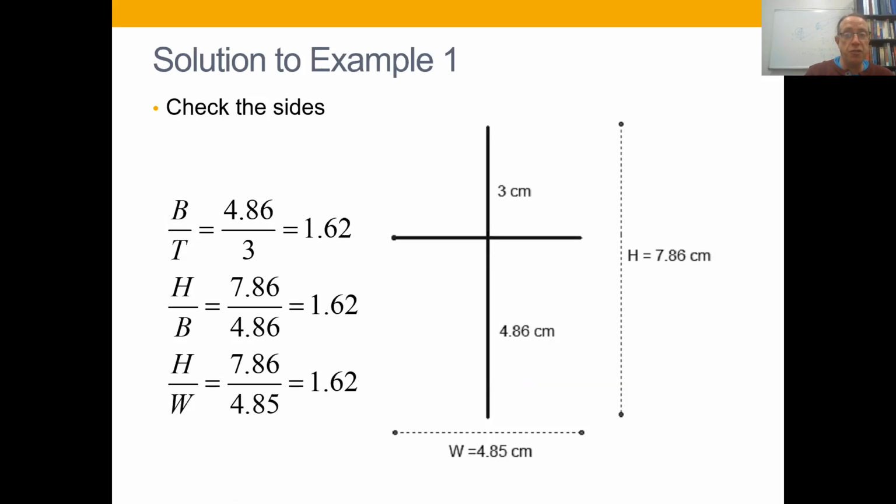So that's just a general check of doing height divided by bottom divided by top, height divided by bottom, and then height divided by W.